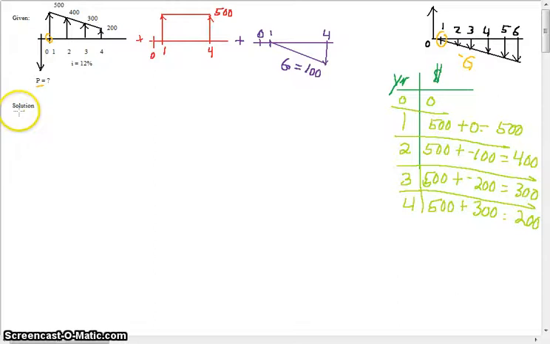So now we know that we should be able to work on our solution and find this value of P, knowing our interest rate is 12%. So let's take a look at that. P equals, what does P equal? It equals our red portion, and our red portion is a uniform series again. That's the red part, and the red part is 500.